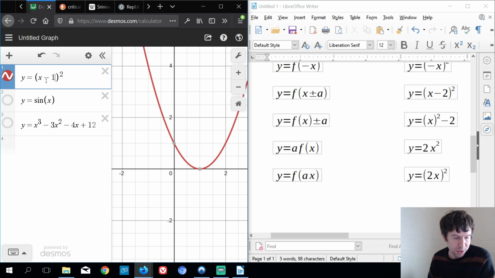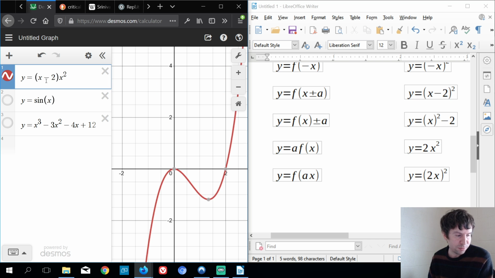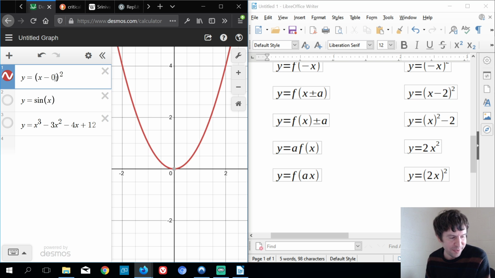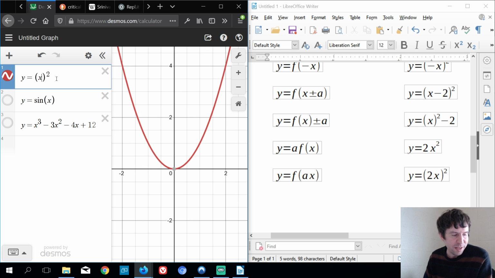If I do -1, I go to the right, -2, oops, -2, what have I done? There we go. So if I have minus nothing, it's right where it should be, but -1 goes to the right, -2 goes to the right. If I add 1, it goes to the left, add 2, it goes further to the left. So that's just how that works, and we've had some practice with x squared.